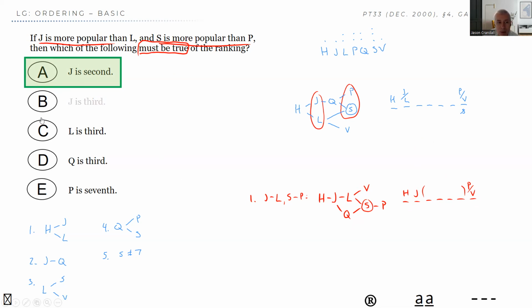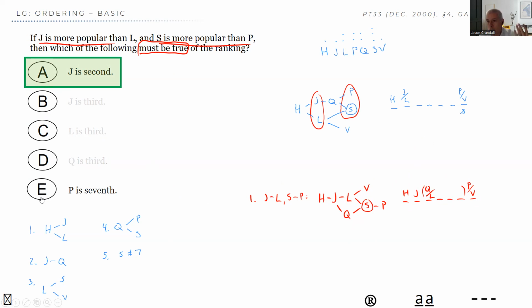J can't be third because it has to be second. Do I have to put L third? No, I could just as easily put Q third because it's one of the variables that only has two things in front of it. That eliminates C. On the other hand, if I wanted to put something other than Q third, I could just as easily put L third, so that eliminates D.